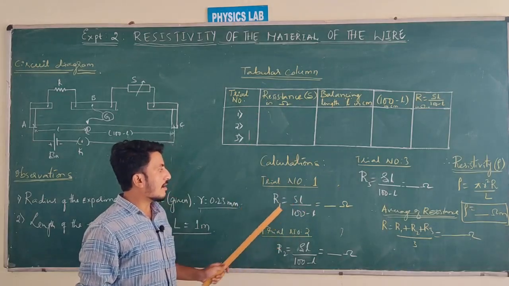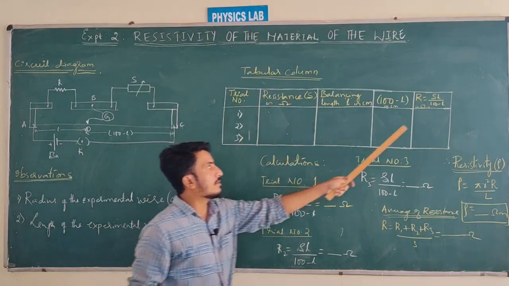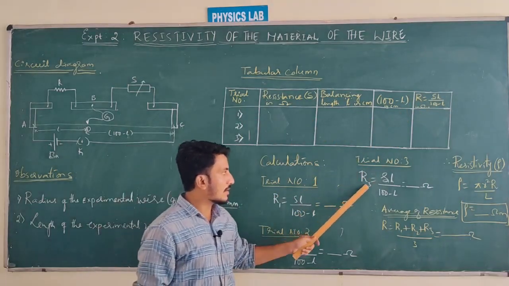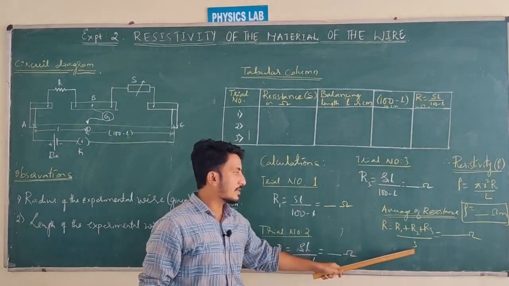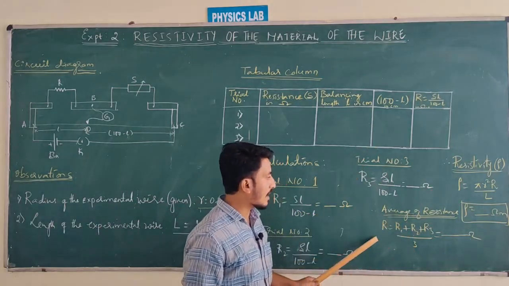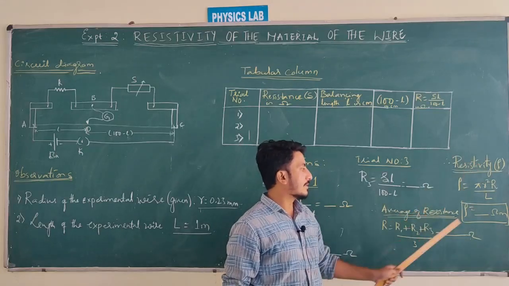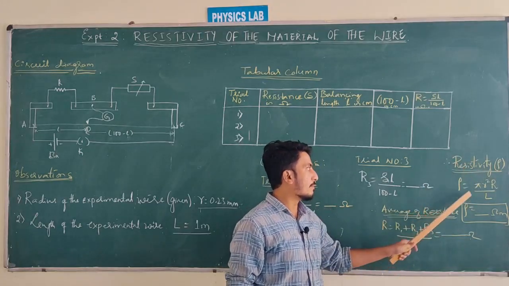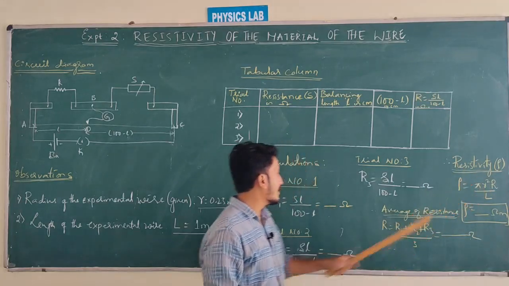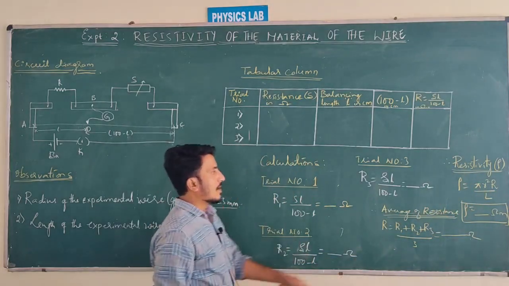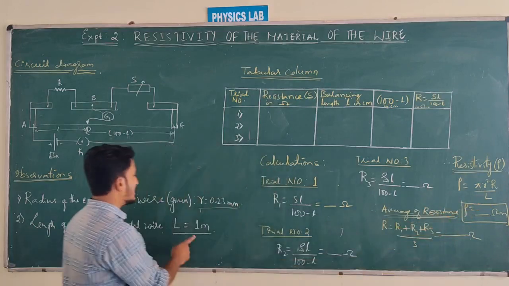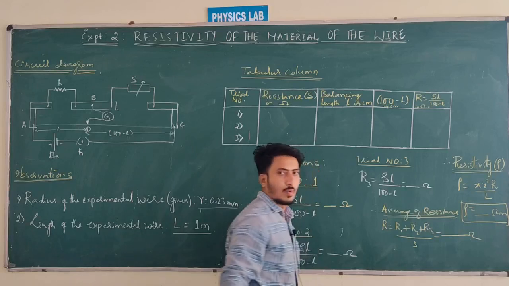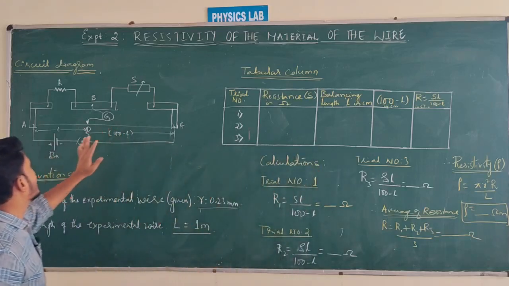Trial number 1, R1 means this resistance from the first reading, R1 is SL by 100 minus L, similarly R2, R3, take the average, add and divide by 3. And once we get the R value here, we will get some answer, and calculate the resistivity rho equal to pi r square R by L. This small r is 0.23 mm and capital L is this 1 meter, and this R value is this calculated value. Okay. So, the circuit diagram is simple.